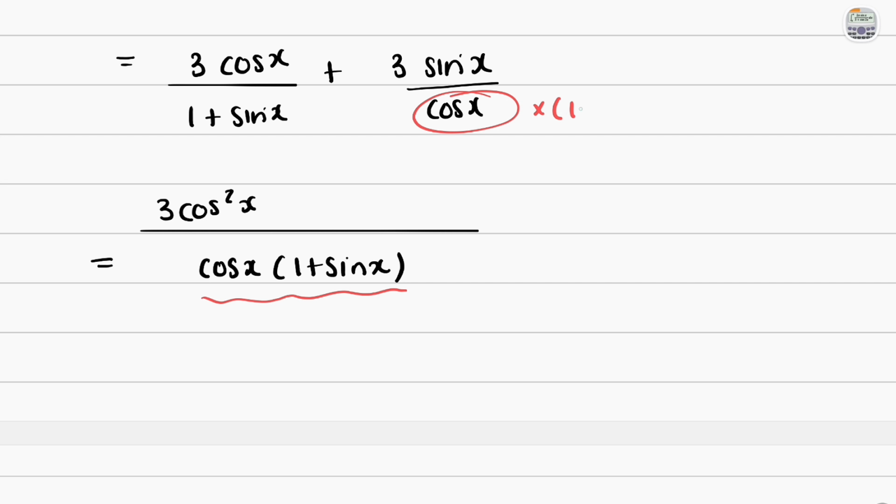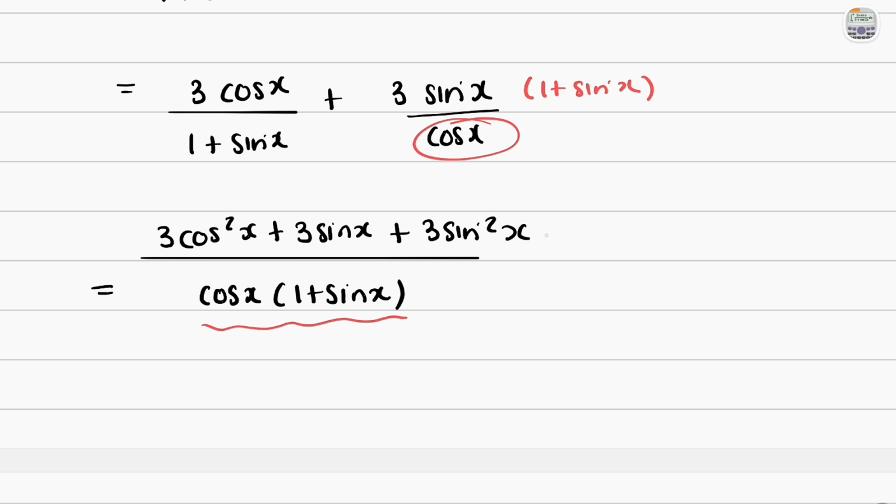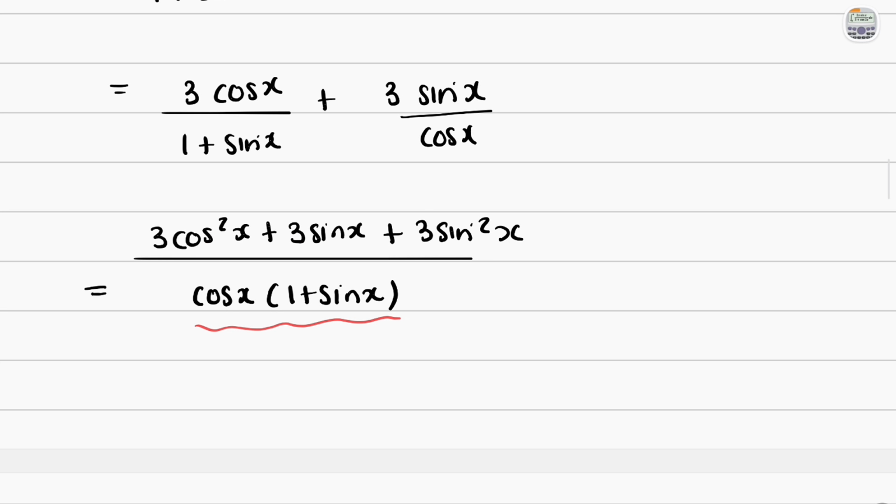By multiplying it by 1 plus sine x. Okay, so if we did that, we would also have to multiply the numerator by 1 plus sine x. So this will become positive. Now you can actually just see it as multiplying it straight away at this point. So you would be multiplying the 3 sine x into the 1 to become positive 3 sine x, and then the 3 sine x into the sine x to become positive 3 sine squared x. Okay, and this is what we have.